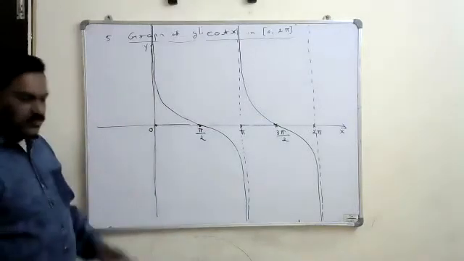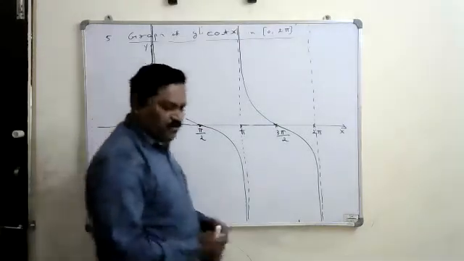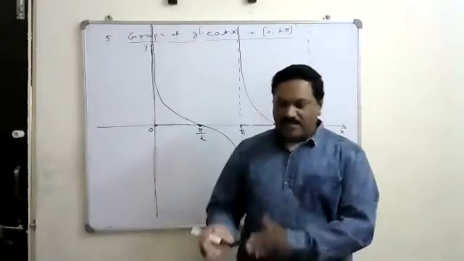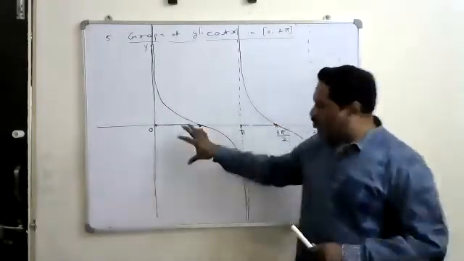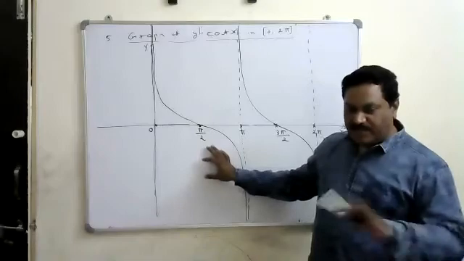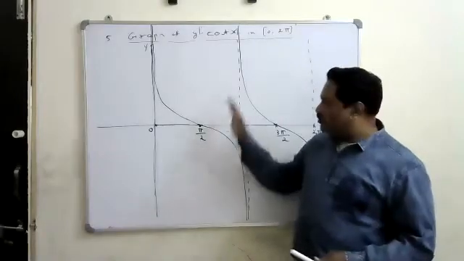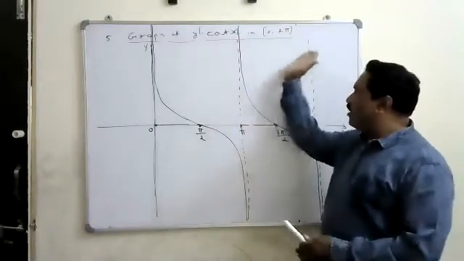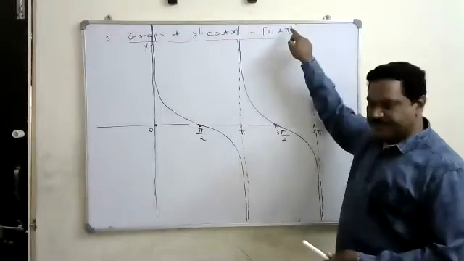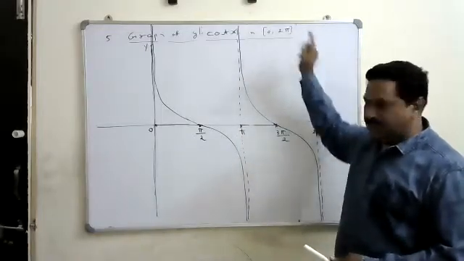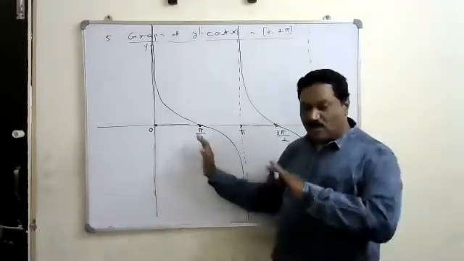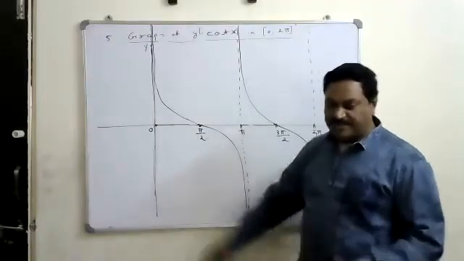Okay, so it is the same as tan x. Tan x and cot x both look like mirror images. If you place a mirror in between, then we get the graph of tan x like this. So the tan x graph is like this. That's why the tan x and cot x graphs look like mirror images.